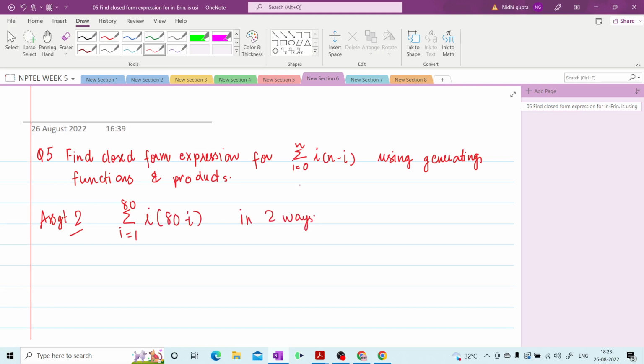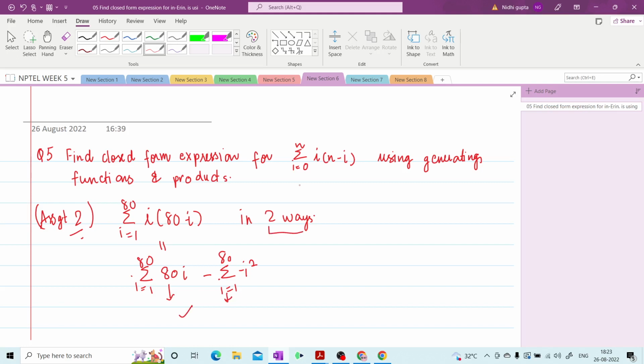There are many ways to do this. We can write it as 80 times sigma n minus sigma n square. If I open the bracket 80i minus i square, it will become 80 into sigma n from 1 to 80 minus sigma n square. And then you know the formulas for both of these, and then you do it, right?